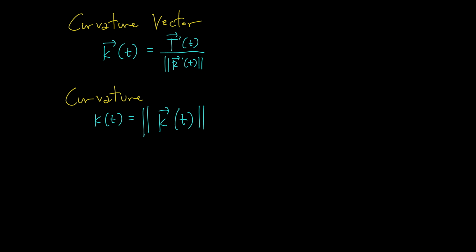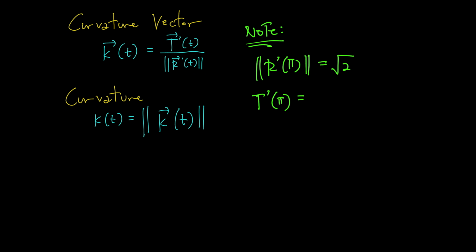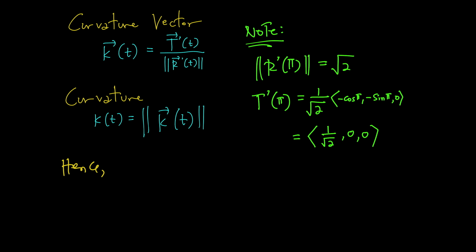Now to apply this in our problem, note that our previous calculation gives us the magnitude of r prime of t equal to square root of 2. And for T prime of pi, we have this one. We simply substitute these values from our previous calculation, and that's why you have the vector 1 over square root of 2, 0, 0. Hence, your curvature vector is given by this one.